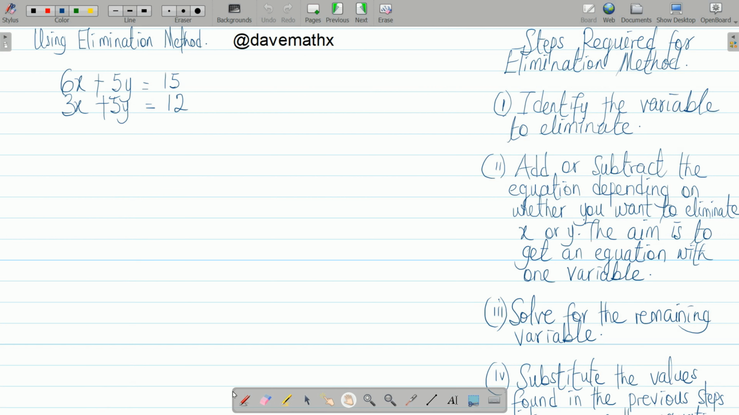6x plus 5y equals 15 and 3x plus 5y equals 12. Since 5y appears in both equations 1 and 2, we must first determine to eliminate y to make the equations simpler to solve. I'll use the subtraction approach to eliminate.